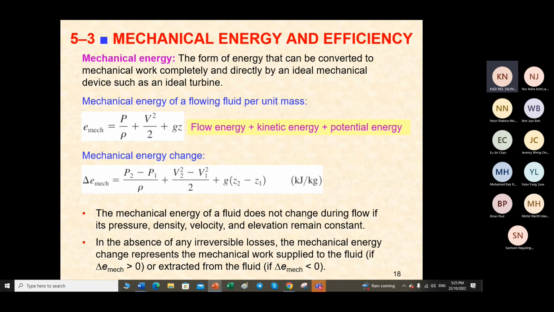So then with what we can find from here, if this delta E mechanical is more than 0, what is the utility? It indicates that this change represents the mechanical work supplied to the fluid. Because if it is a pump, that means you are adding energy in the pump. Through the volute, if it is moving there, then its enthalpy increases.